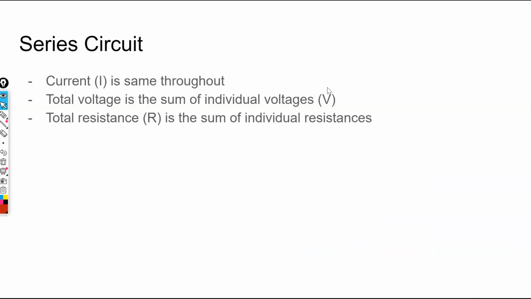So when we use series circuits, again, the current is the same throughout. The total voltage, if you have more than one voltage, is the sum of the individual voltages. What do I mean by that? Say I have one battery and I have two batteries. If this was 2 volts and this was 3 volts, the total voltage, V sub T, would just be 2 plus 3 equals 5 volts. So in a series circuit, the total voltage is the sum of the individuals.